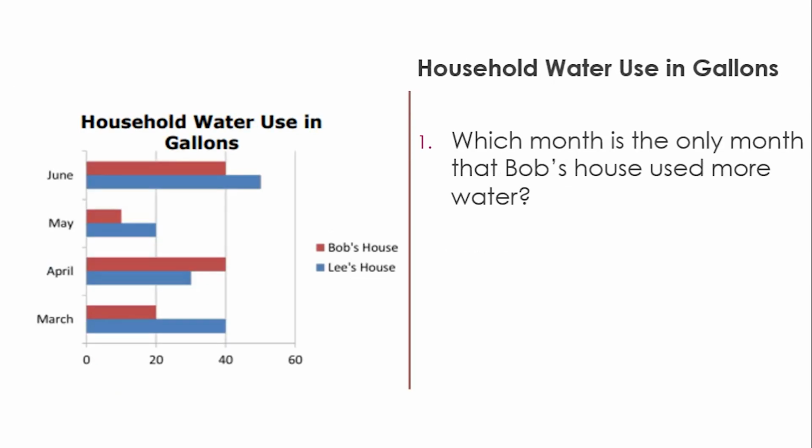Now let's look at household water use in gallons using another line graph. We have Bob's house in red and Lee's house in blue. The question is, which month is the only month that Bob's house used more water? Bob's house is red, so let's look at all of the red. And we see that in June and in April, there's a tie for 40 gallons. So the answer is June and April, in the months which he used more water.